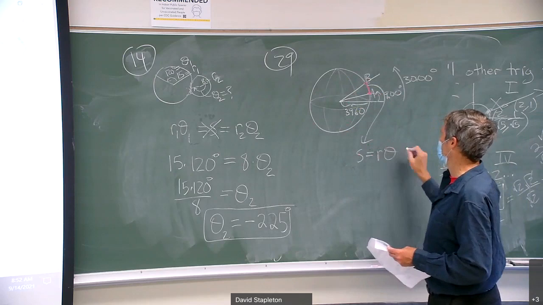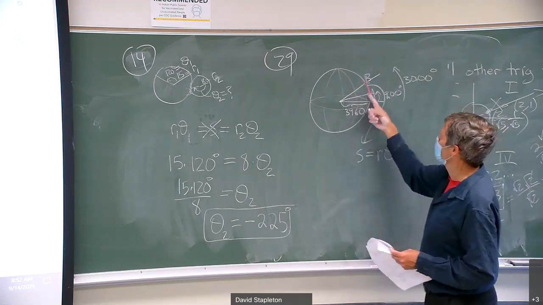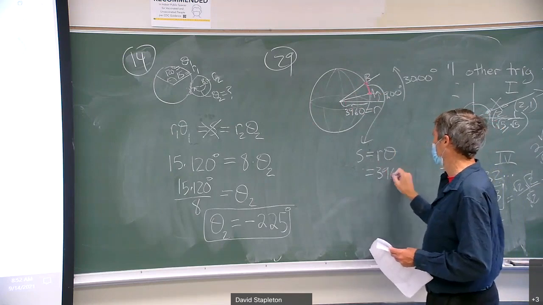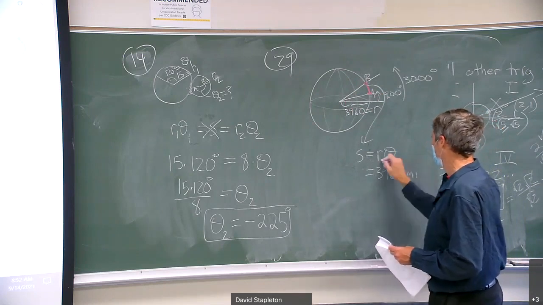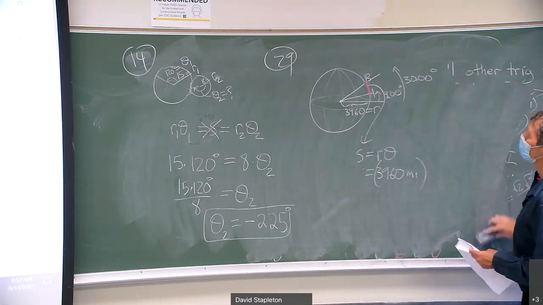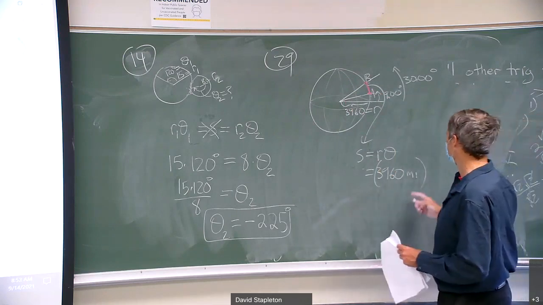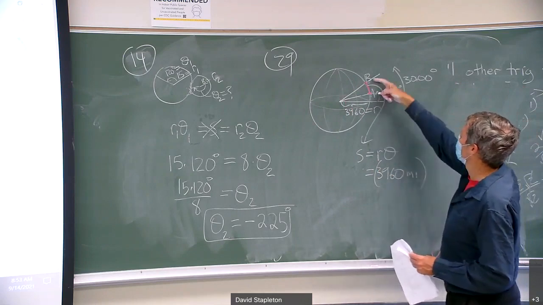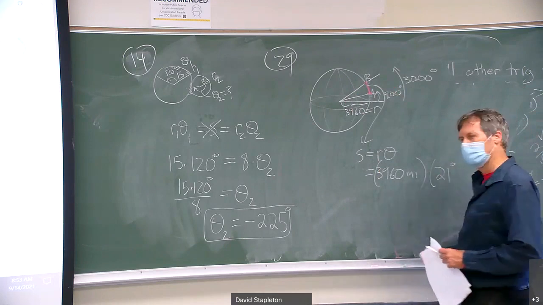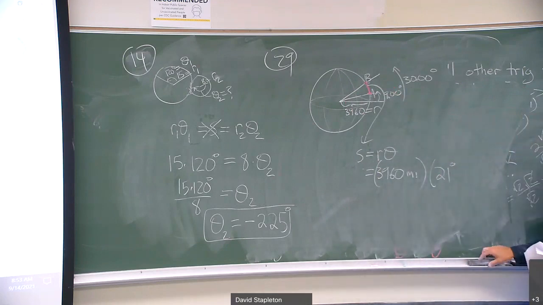So it's r theta, where r is 3,960 miles, the radius of the Earth. Keep the units to remind you how to write the answer. You don't want to put feet. And then times 21 degrees, and I get the wrong answer. Here's the other reason you write the units. What's wrong with that?